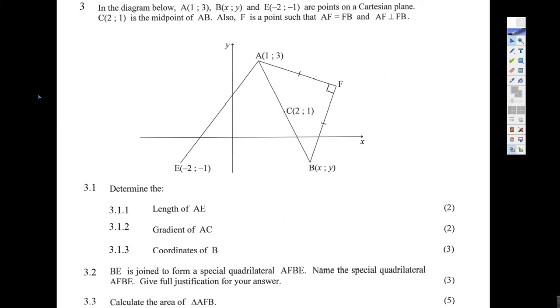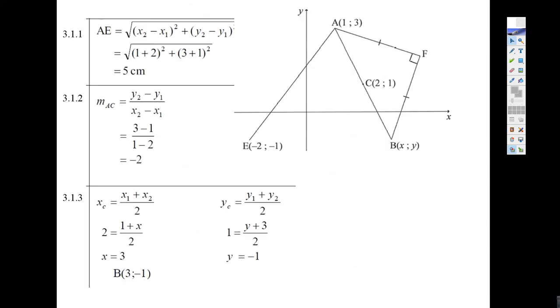Okay, now we're going to look at the analytical geometry question, the last question in the practice control test, and let's just get started. Well, they just do the basic thing here. They give you a point A, (1, 3), and a point E, (-2, -1), and they ask you to find the length.